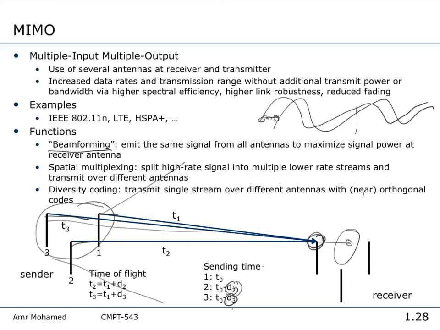Okay? So here, beamforming talks about the fact that if you have M antennas at the sender and you want to maximize at a certain antenna at the receiver or at a certain location. If you have M and M, then you have all the combinations available for you. You can do beamforming, you can do spatial multiplexing, diversity combining, you can do all of this. A mix of all of this.